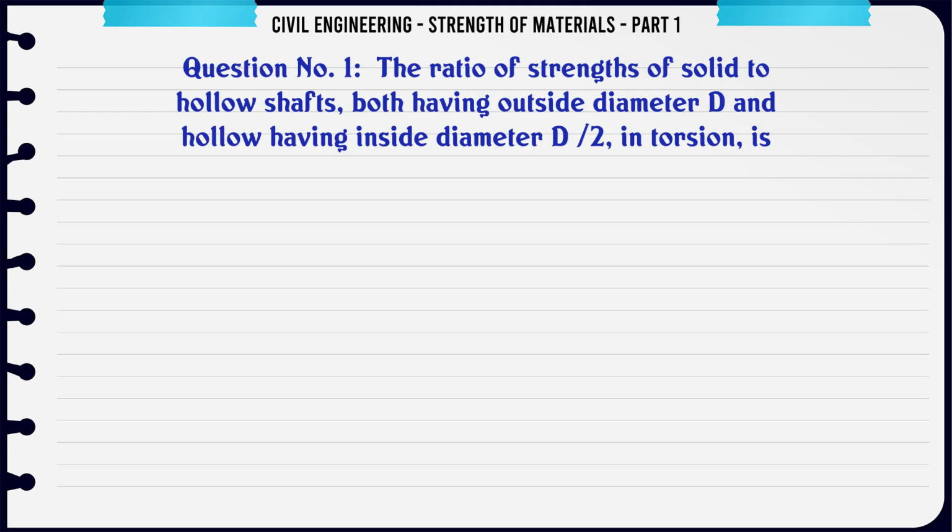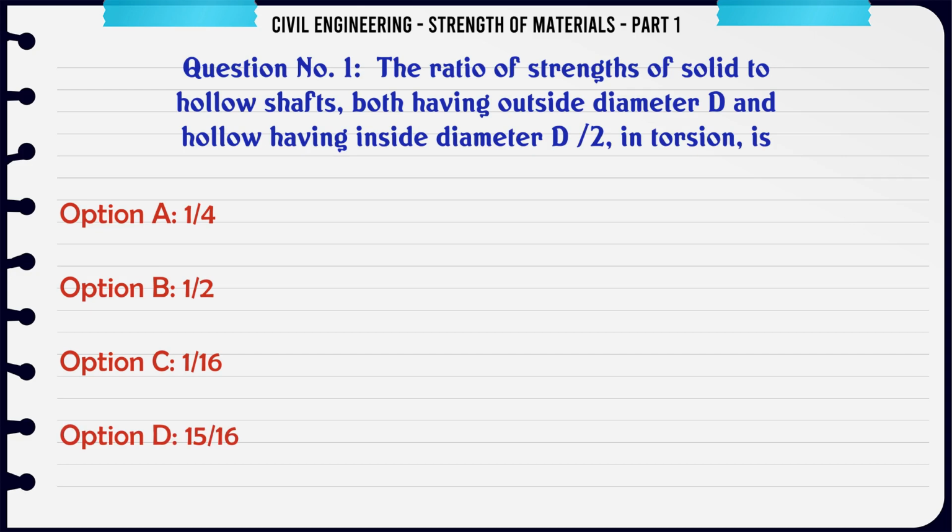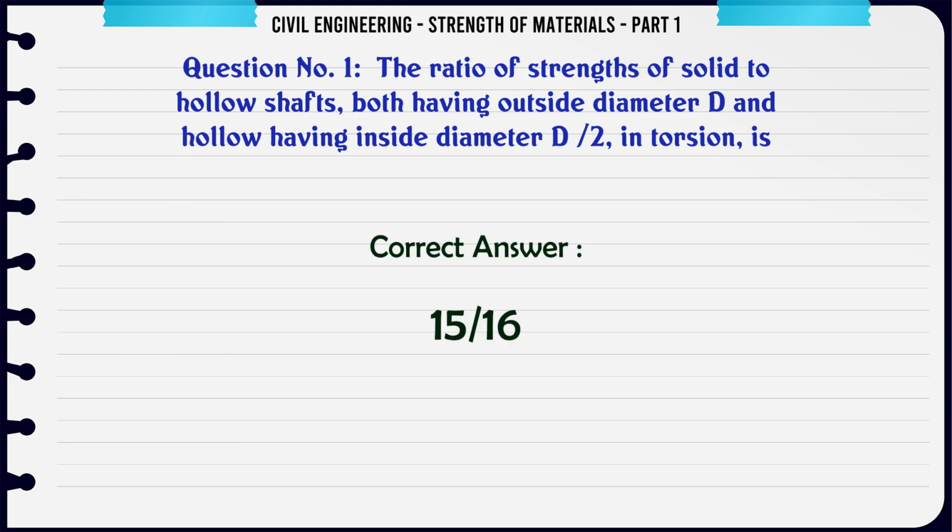The ratio of strengths of solid to hollow shafts, both having outside diameter d and hollow having inside diameter d/2, in torsion, is: (a) a quarter, (b) a half, (c) 1/16, (d) 15/16. The correct answer is 15/16.